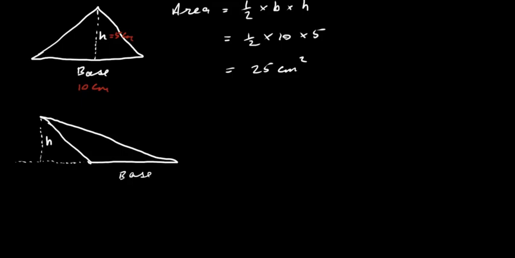So again, if the base is 10 centimeters and our height is, again, 5 centimeters from here to here, what you would just need to do is exactly the same as what you did up here. The area is equal to half times the base times the height, and you would get half times 10 times 5, which is 25 centimeters squared. Okay, so that's our acute and obtuse triangle.